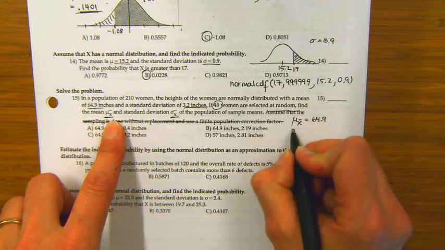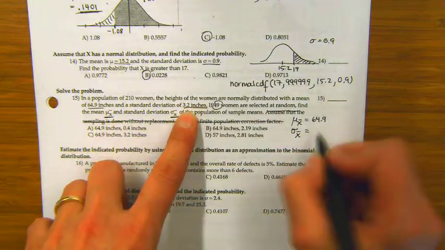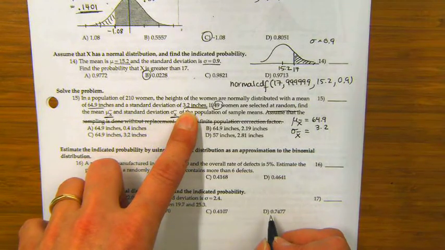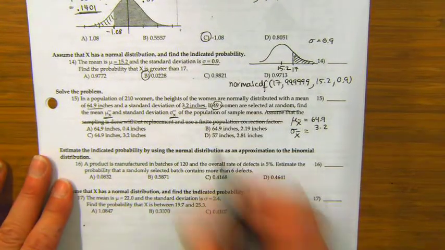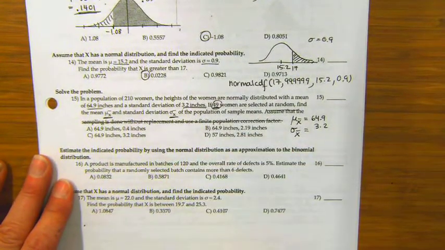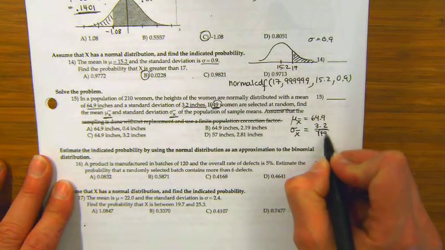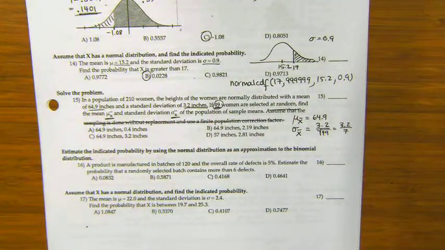What is the standard deviation of the x bar? That is the population standard deviation, but we're looking at 49 people, and we're looking at the mean of the 49. Divided by the square root of 49. Yes, this is the central limit theorem. So 3.2 divided by 7.